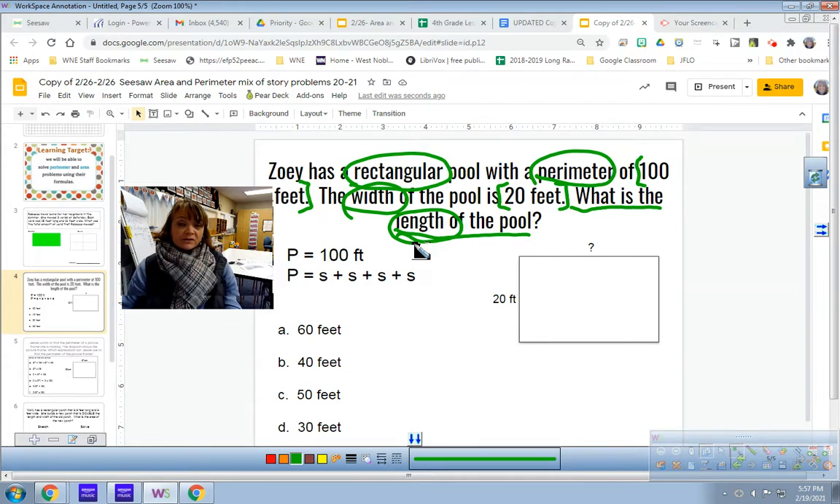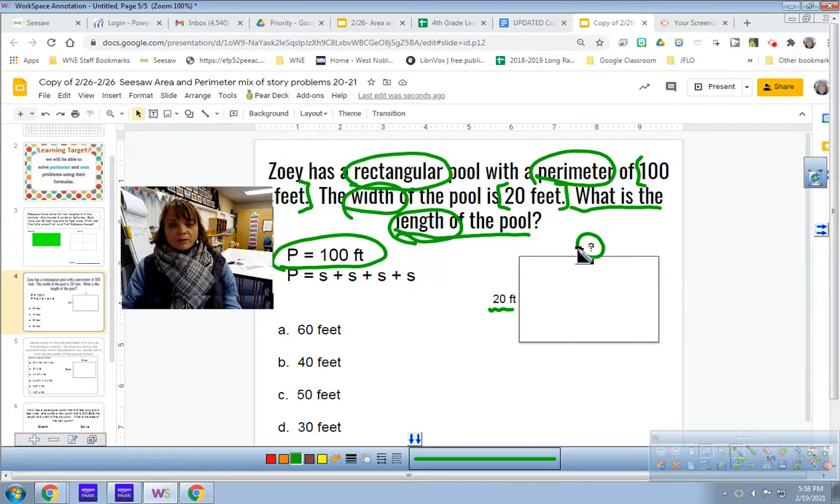It's important to know that this is a rectangular pool and that the perimeter is 100 feet. The total perimeter is 100 feet. It's important to know that we already know the width and that we are looking for the length. All of that is important information.